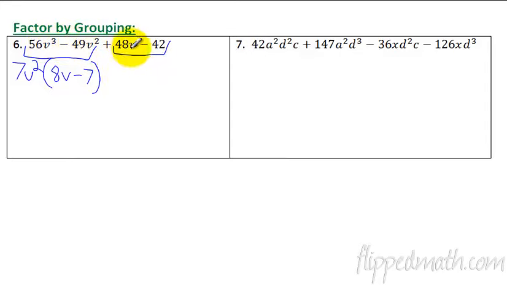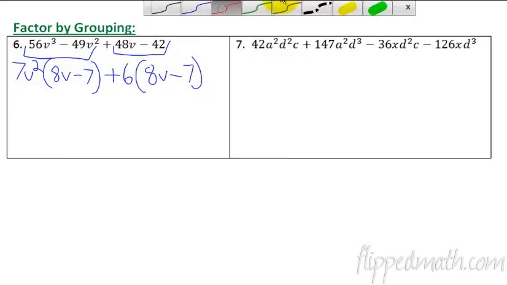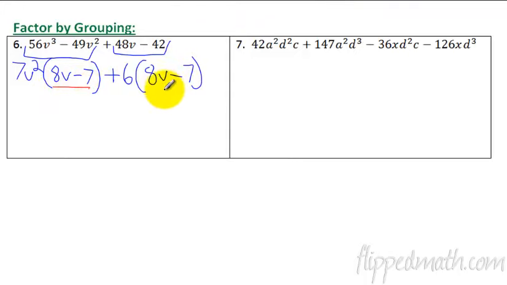Now we'll go to the next two terms. What do these both have in common? I believe just a 7, right? Yeah, no, a 6. So we take out a 6, a positive 6, so I say plus 6, open my parentheses, and then what's left is an 8v minus 7. So here's how you know if you did it right. This is what I love about factor by grouping. You can kind of check as you're going, because this and this has to be the same. If it's not, you did it wrong.